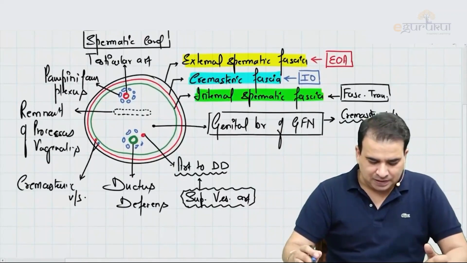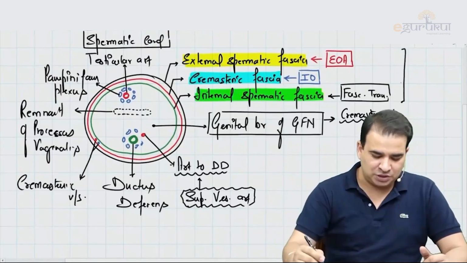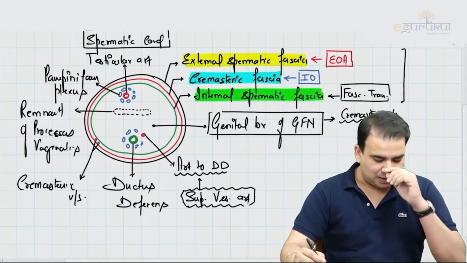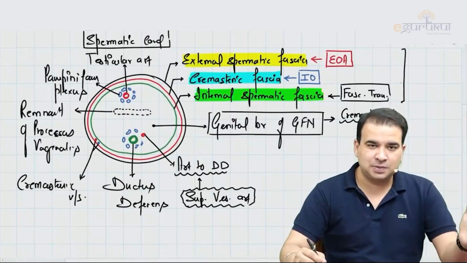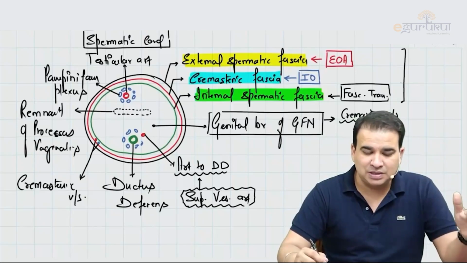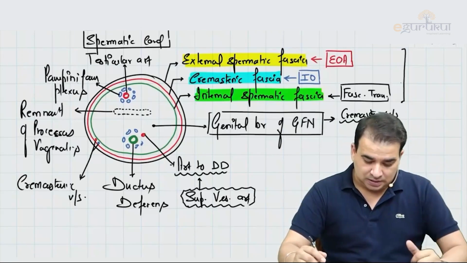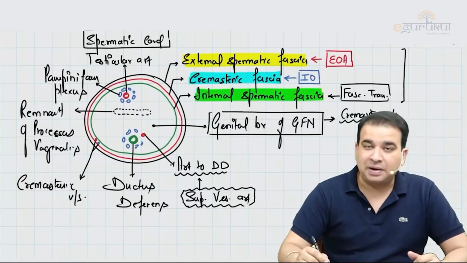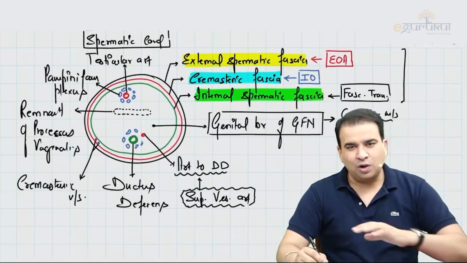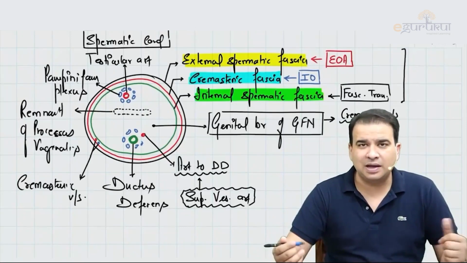As we said, the important thing to know is what layer will continue as which layer of the spermatic cord. So the external oblique aponeurosis forms the external spermatic fascia. Cremasteric fascia comes from the internal oblique, nothing from the transversus abdominis, and then we have the fascia transversalis, which continues to form the internal spermatic fascia. So all these contents of the spermatic cord, as I said, are ultimately also the contents of the inguinal canal.